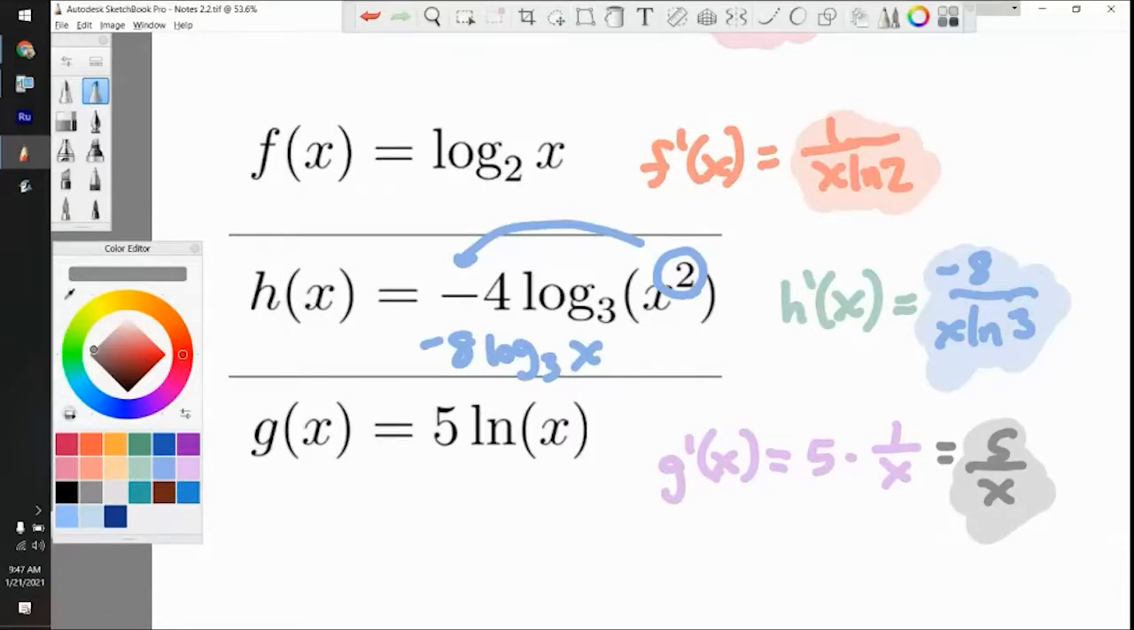Kind of weird how you take the derivative of a transcendental function and you get an algebraic function out of it. Crazy, crazy.